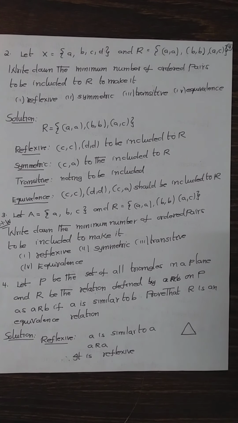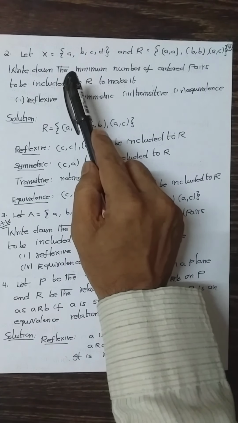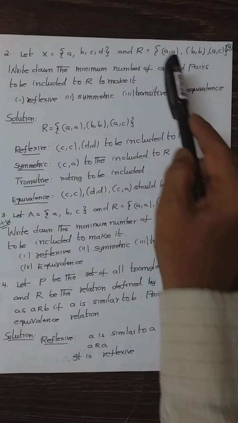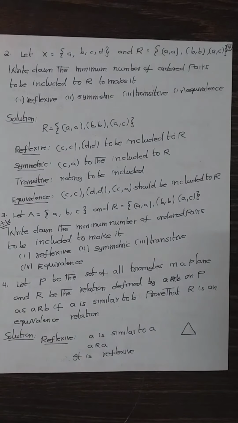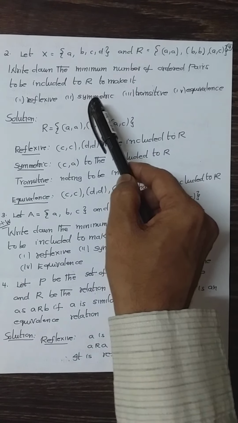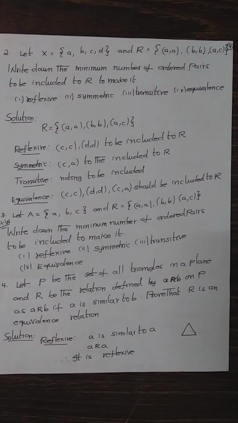Students, in this video I am going to teach exercise 1.2 sum number 2 and 3 because both the sums are same model. Okay, very easy sums only, so observe carefully. Let X be a set containing the elements a, b, c, d, and they are defining one relation R: (a,a), (b,b), (a,c). Write down the minimum number of ordered pairs to be included to capital R, that means to that relation R, to make it number 1 reflexive, number 2 symmetric, number 3 transitive, number 4 equivalence.